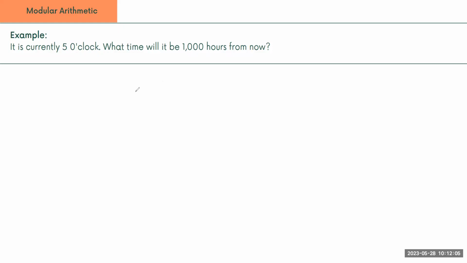If we do 1,000 divided by 12, we get 83, and 83 times 12 is 996. So this has a remainder of 4. Instead of asking us this many hours from now, we first go through 83 full 12-hour rotations, and those don't change anything. So what it's really asking is what time it will be 4 hours from now. 4 hours after 5 o'clock is 9 o'clock. The answer is 9 o'clock.